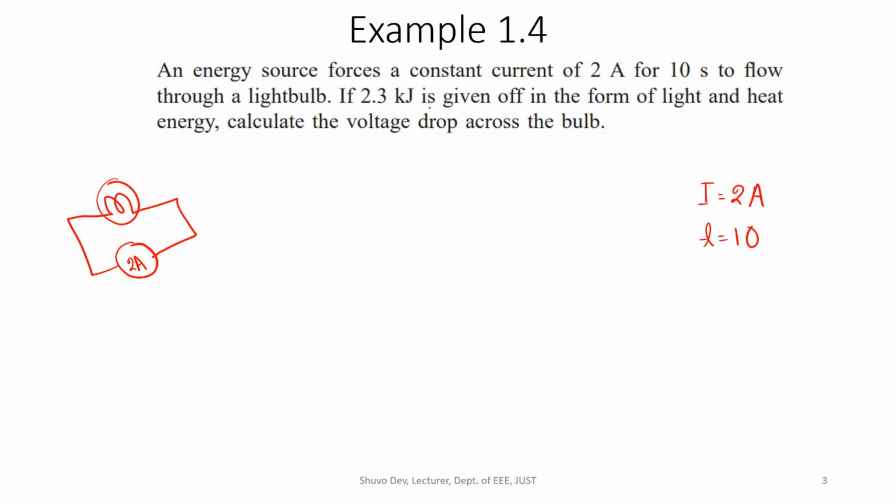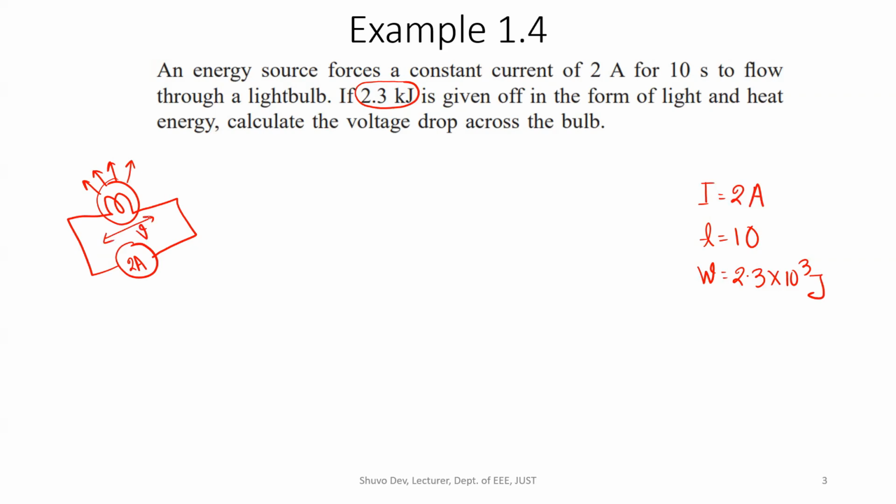If 2.3 kilojoule is given off in the form of light, so here electrical energy is converted to light energy, and this energy is represented by 2.3 kilojoule. We can write this as W, 2.3 kilojoule, that means 2.3 into 10 to the power 3 joule. Calculate the voltage drop across the bulb. So we have to find out what the voltage drop is across this bulb.